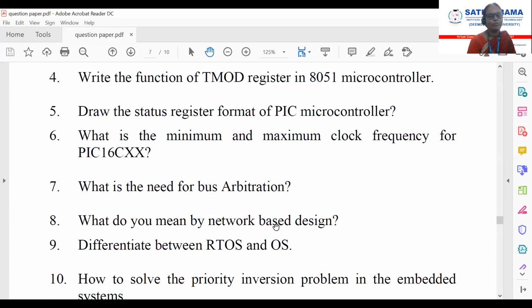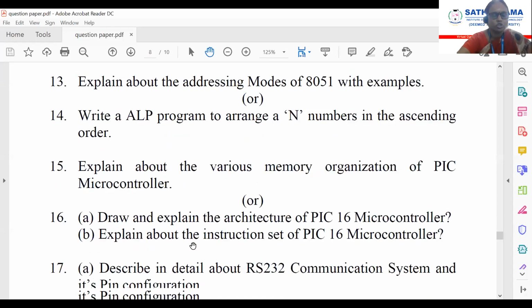Then, what do you mean by network based design? That is, you have to explain about embedded network. Then differentiate between; sorry, this is the next question. Then draw the status register format. So the fifth and sixth are your assignment questions. The 7th and 8th are from the fourth unit. You leave these questions.